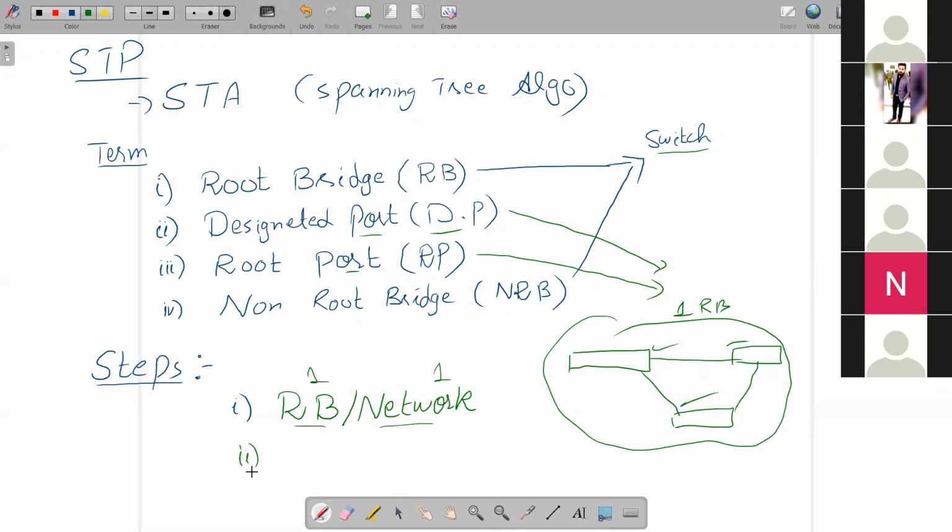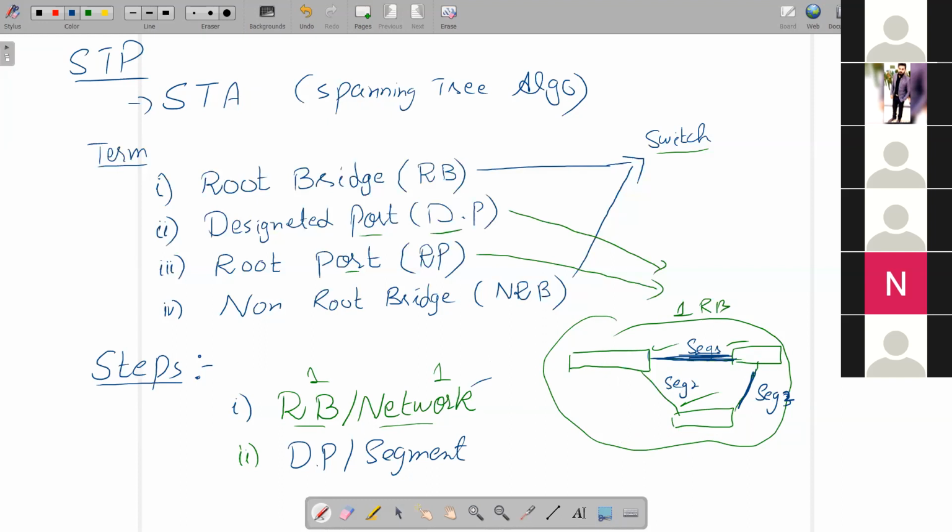Then the second step is you need to figure out the designated port per segment. And what is the segment? This is the segment. This is, for example, segment 1. This is segment 2, and this is your segment 3. And by combining the segments, we create a network. So the link which connects two nodes is called a segment. And by combining segments, we complete the picture of the network. So this is a segment.